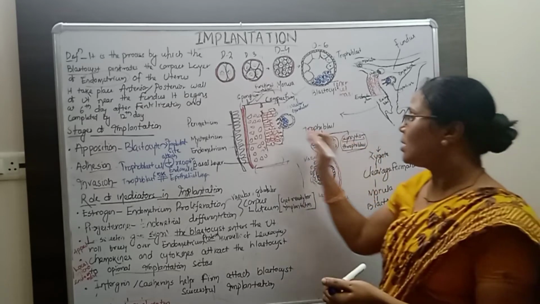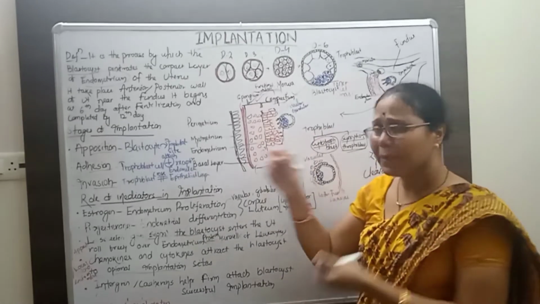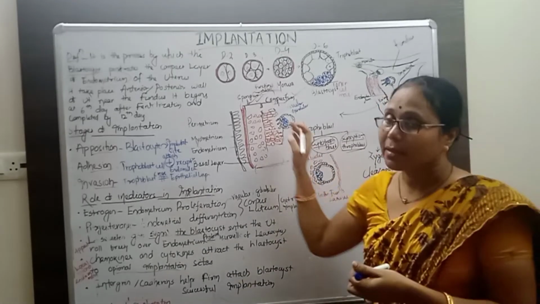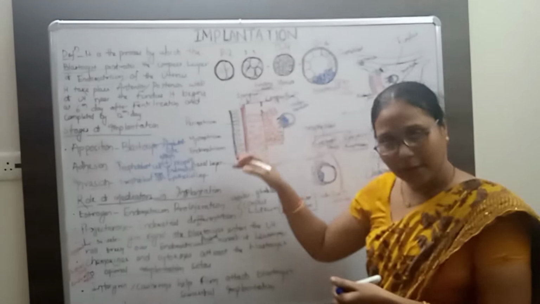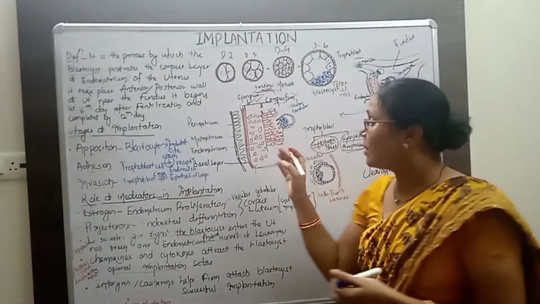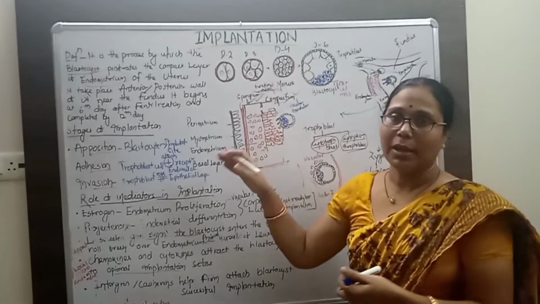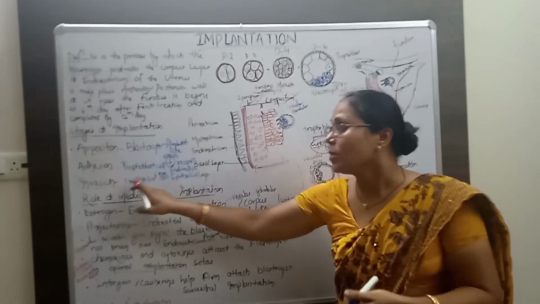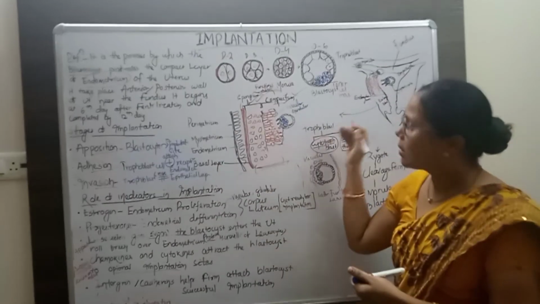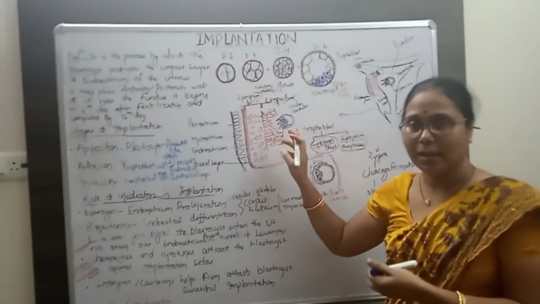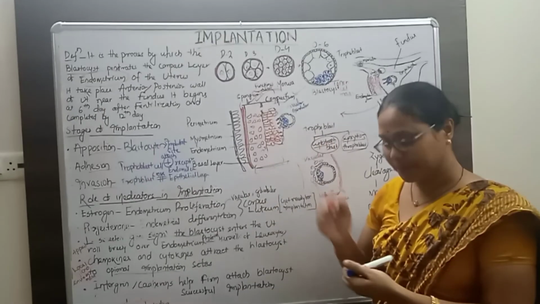So this syncytiotrophoblast penetrates or invades the wall of the endometrium, and finally on the 12th day it enters inside the endometrium. So that is called the invasion process. In invasion, the trophoblast crosses the endometrial layer and is now situated in the epithelial layer of the endometrium.